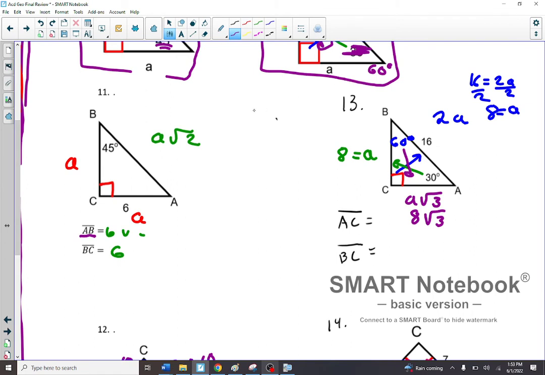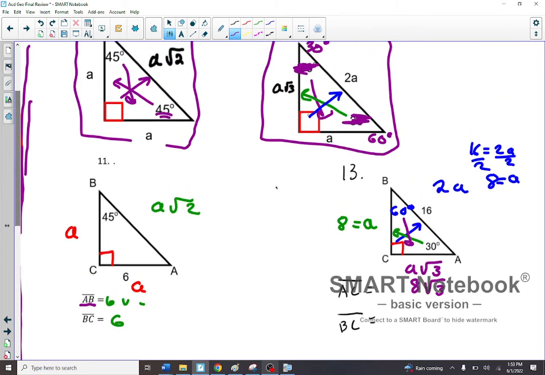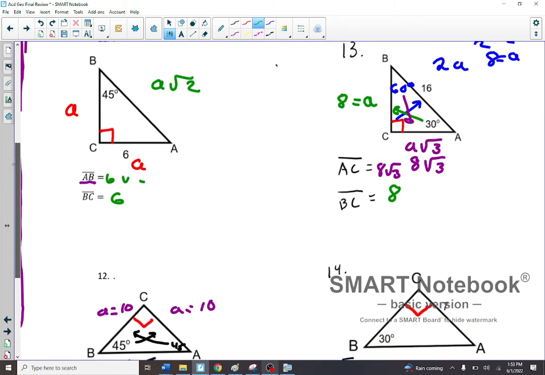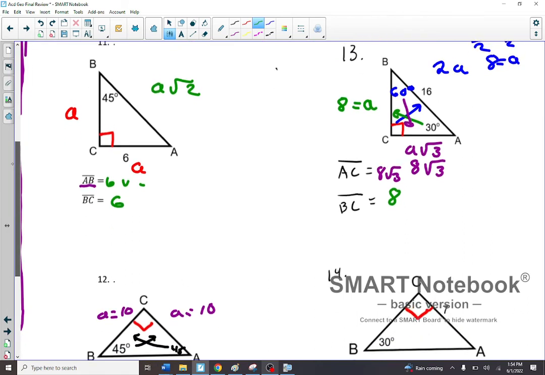Let's do AC. I already filled that in. That's 8 root 3. I can see it from the 60. And then BC, I already filled it in. That's 8. All right. Guys, you okay? It's okay, man. You could do it. You got it.